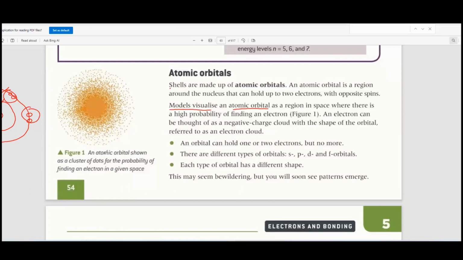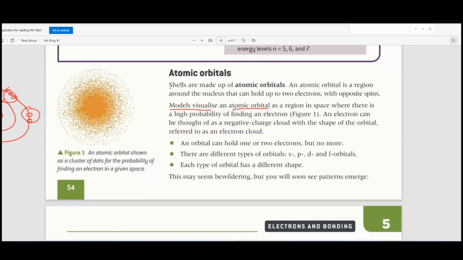Figure one shows an atomic orbital as a cluster of dots for the probability of finding an electron in a given space. Wherever the dots are very close to each other, we say there's a high probability of finding an electron at that point around the nucleus. It's theoretical. It does not have anything very complicated so far.